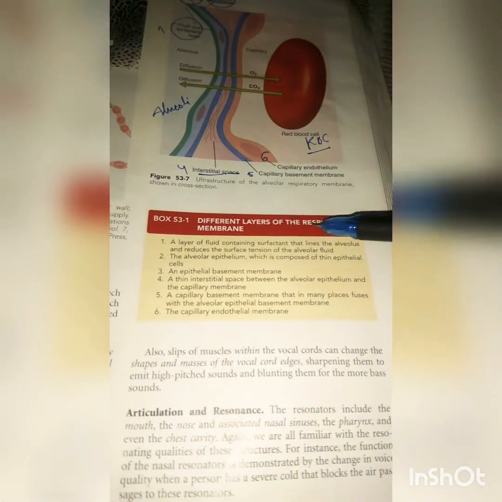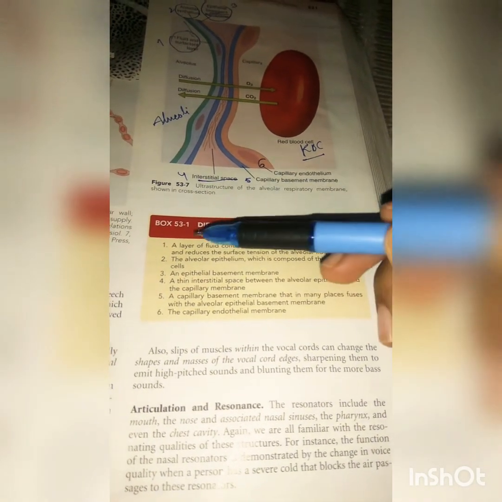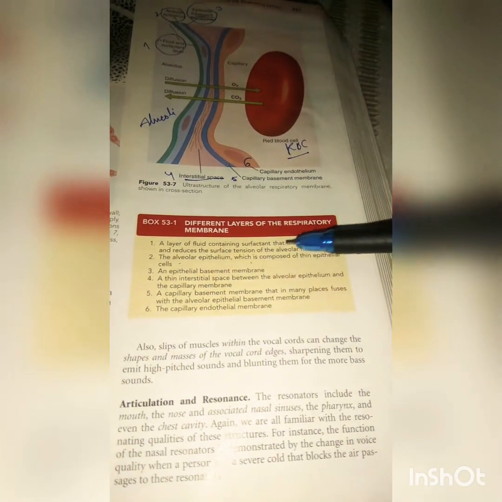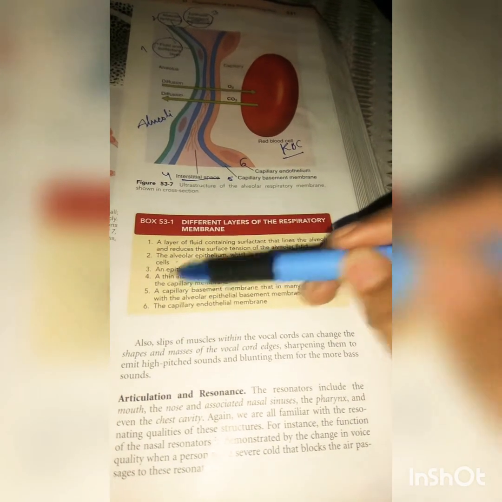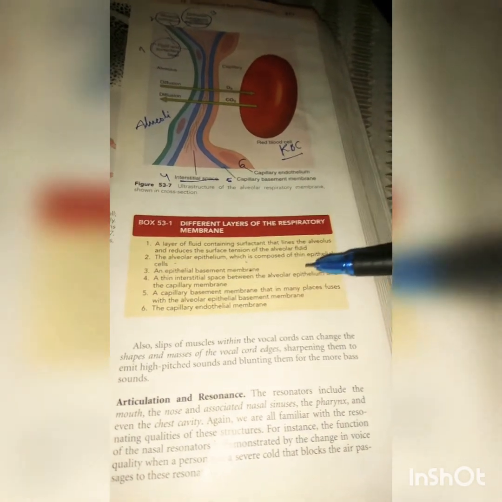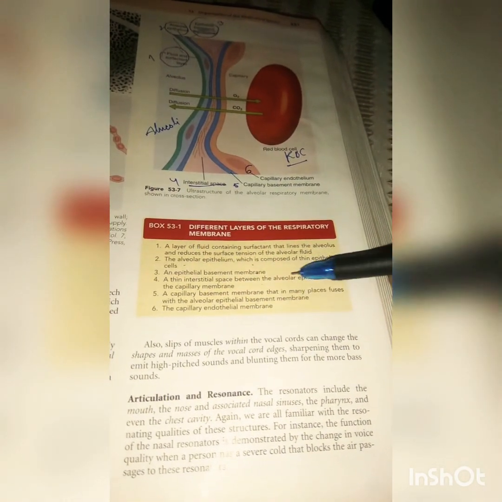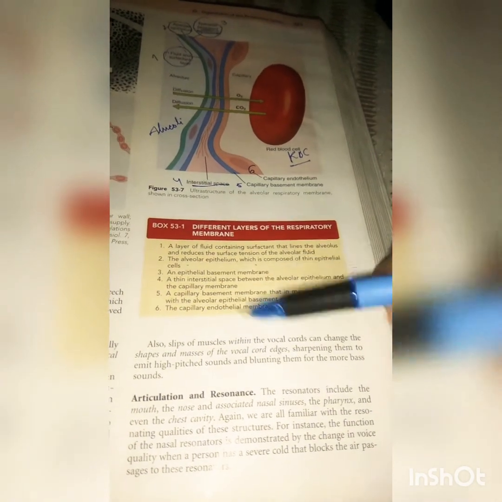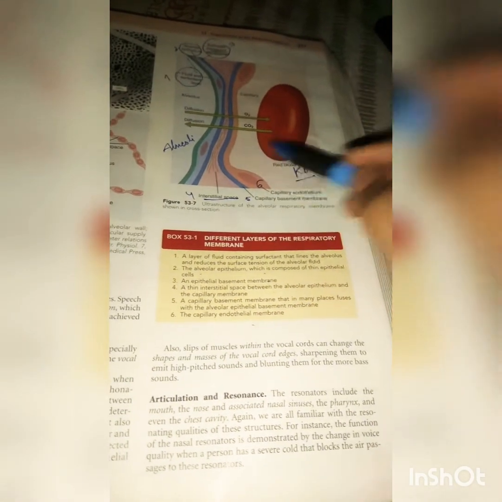So you can see the different layers of the respiratory membrane. First, a layer of fluid containing surfactant lines the alveolus and reduces the surface tension of alveolar fluid. Second, the alveolar epithelium, which is composed of thin epithelial cells. Third, an epithelial basement membrane. Fourth, a thin interstitial space between the alveolar epithelium and the capillary membrane. Fifth, a capillary basement membrane that in many places fuses with the alveolar epithelial basement membrane. Sixth, a capillary endothelial membrane, as we already discussed. So in total we got 6 structures.